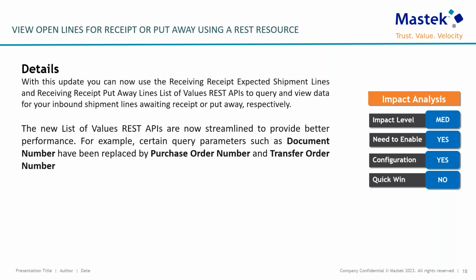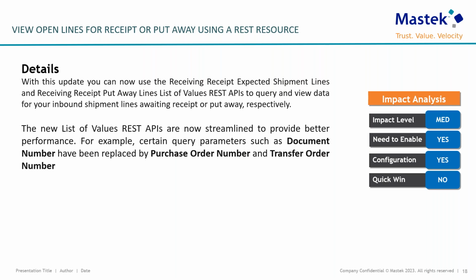Moving to the next one, that is view open lines for receipt or put away using REST resources. So we can use receiving receipt expected shipping lines and receiving receipt put away lines list of values REST APIs to query and view data for your inbound shipment lines awaiting receipt or put away respectively. These new list of values REST APIs return only key data for lines awaiting receipt or put away, resulting in better performance than the existing lines to receive or lines to put away REST APIs. Here, the new list of values REST APIs are now streamlined to provide better performance than earlier.